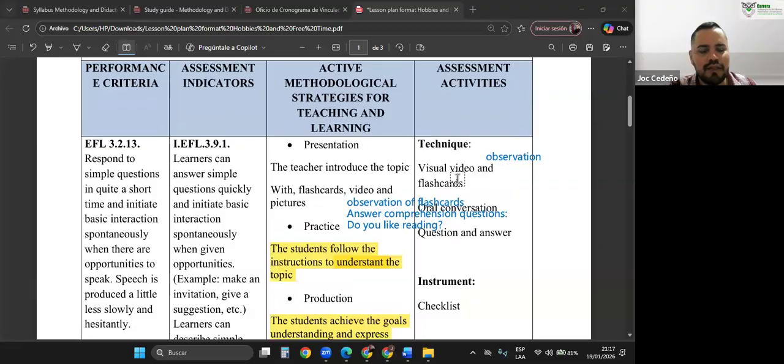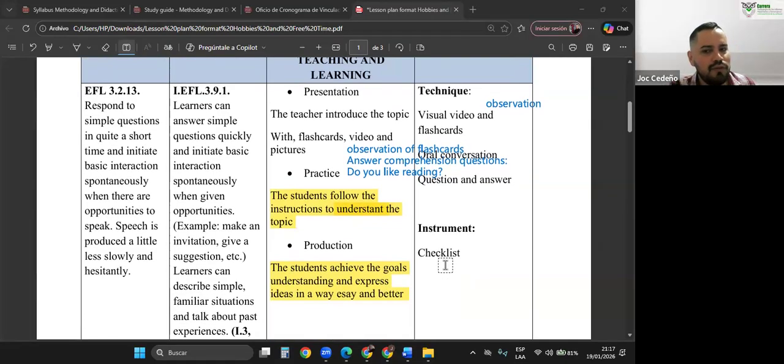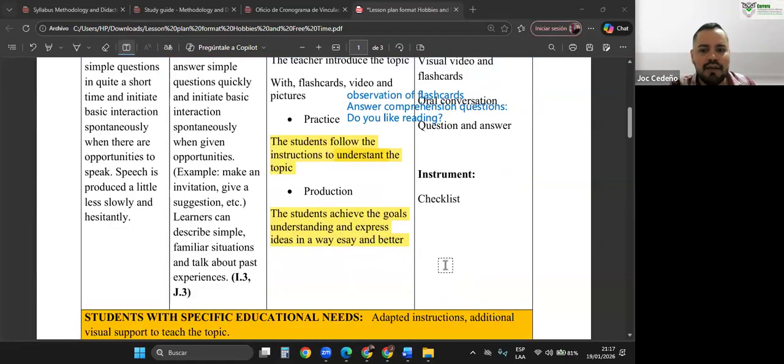Visual, video, and flashcards. That's not a technique. The technique would be observation, or maybe testing, or maybe group work. That is a technique. And the instrument is, of course, the checklist.